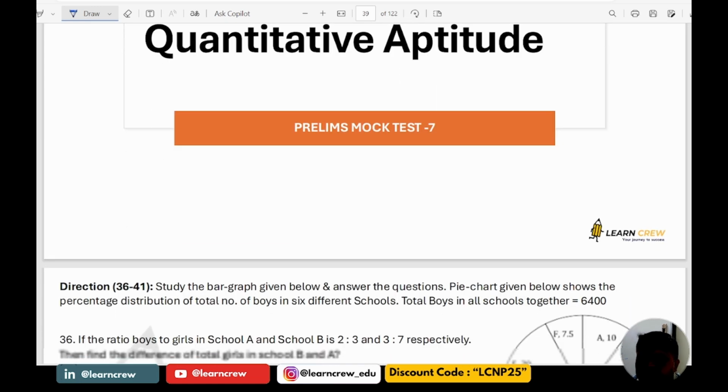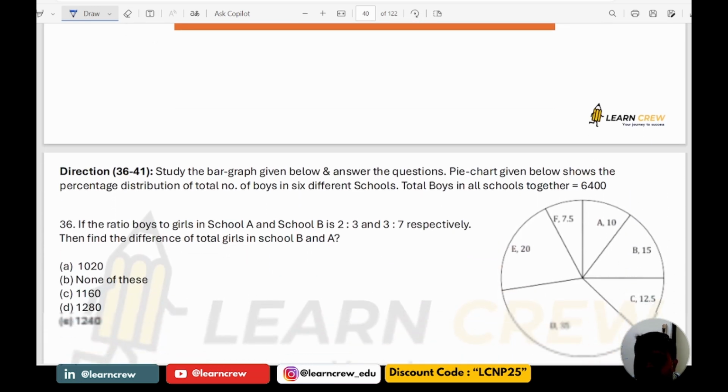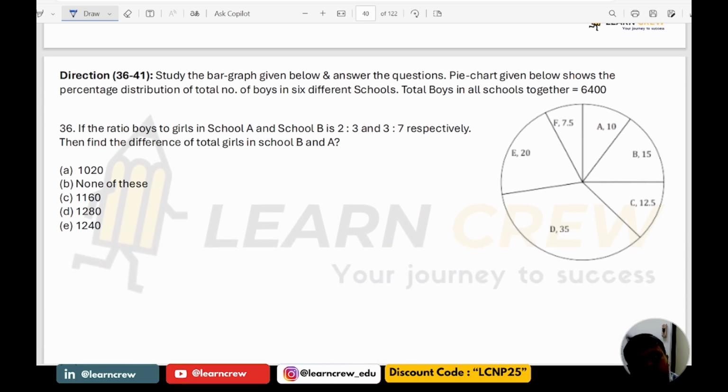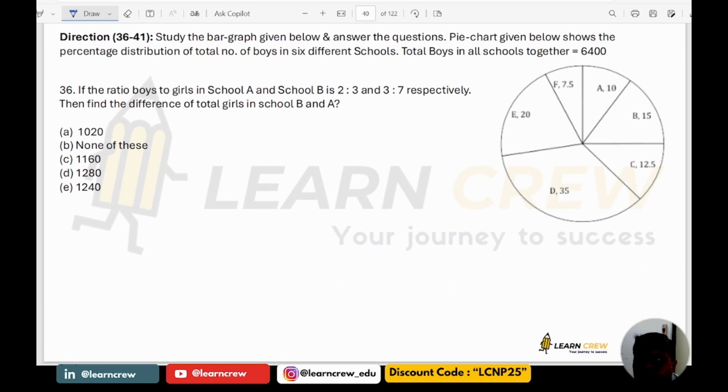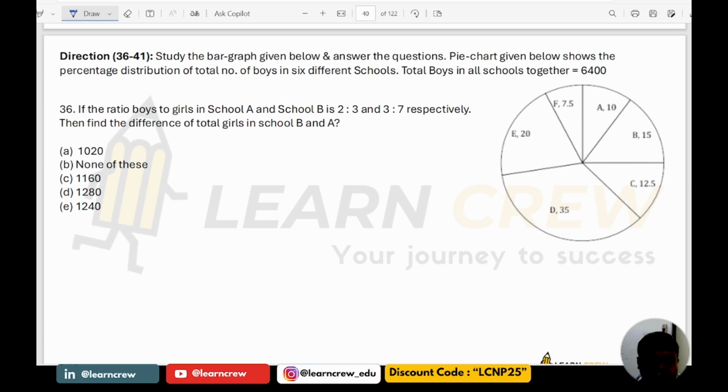So here, question number 36 to 70 you have quantitative aptitude questions. The first 5 questions, 36 to 41, are based on one pie chart. The total number of boys in all schools together is 6,400. The percentage distribution of the total number of boys in 6 different schools, A, B, C, D, E, F, is given. This total is 6,400.